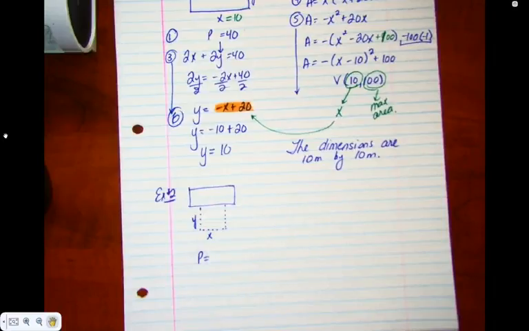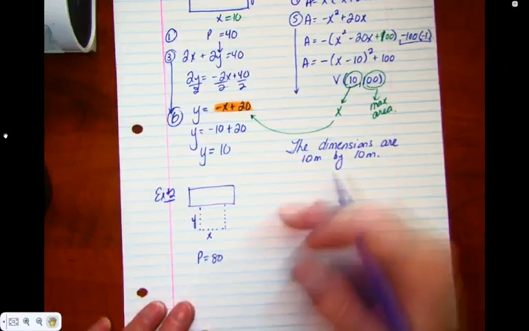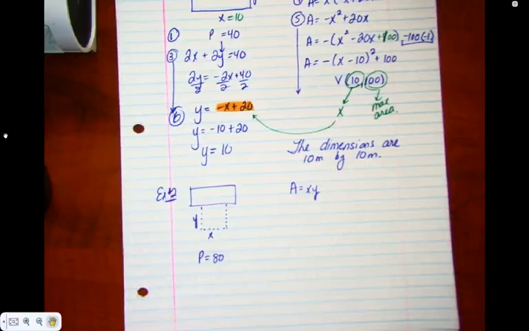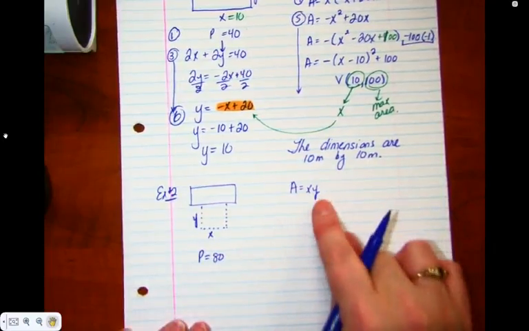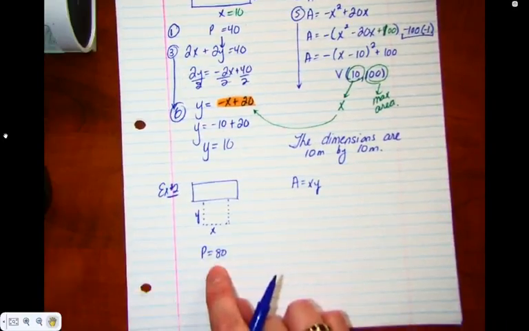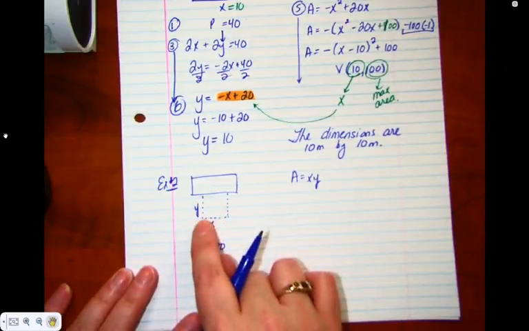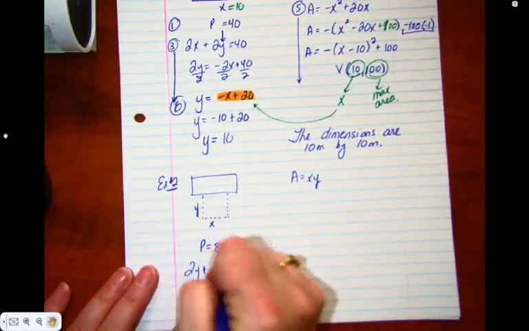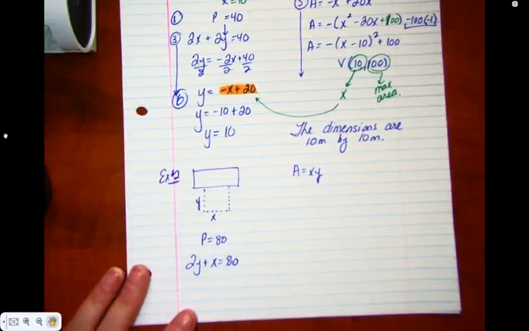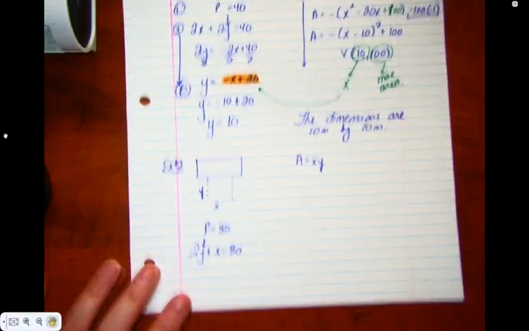For this question, P is at 40 now. How much fencing do we have? 80. Now I'm going to come back to the right. I want an expression for the area. Area is still going to be length times width. The problem with that is I can't complete the square with xy. There's nothing I can do with that, so I come over here. We need to create an expression for the perimeter. Take a look at how many sides we have. We have 2 y's and 1 x. 2y. Oh, yeah, because the thing's attached, right?